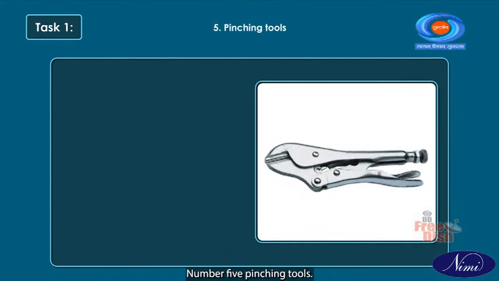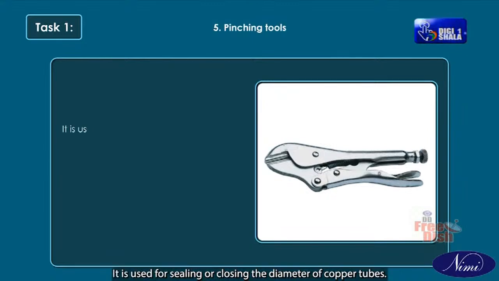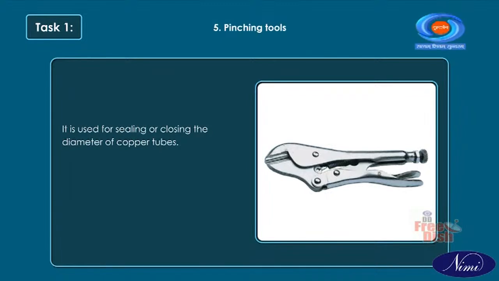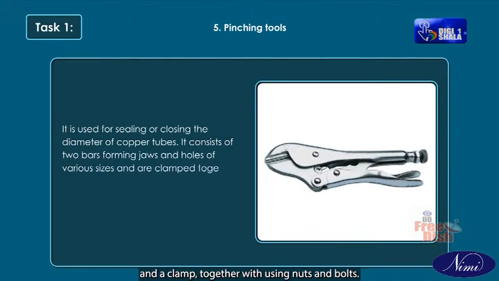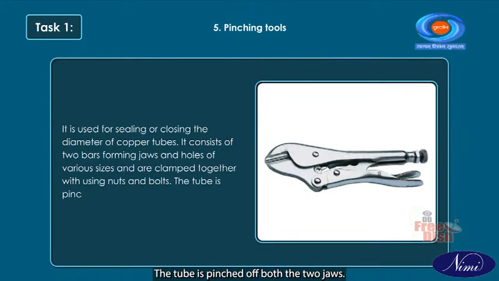Number 5. Pinching tools. It is used for sealing or closing the diameter of copper tubes. It consists of two bars forming jaws with holes of various sizes, which are clamped together using nuts and bolts. The tube is pinched off between the two jaws.